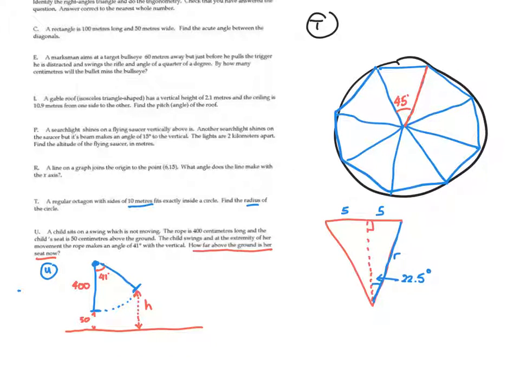So all we've got to do is draw a triangle across here. So we form a right angle. We know that this is 400 because the swing, the length of the rope, will not change length. And we're going to try and find out this length here on the triangle, which we'll call x. And we can use cosine, I think. Cos 41 equals x over 400. Once we find x, h is going to be 450, which is 400 plus the 50, minus the x.